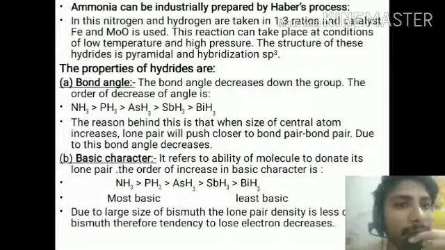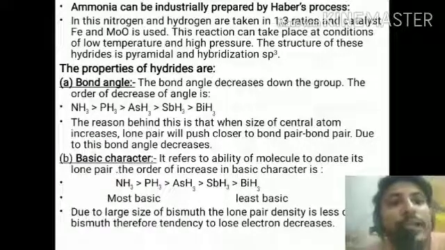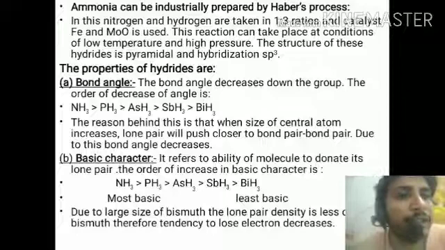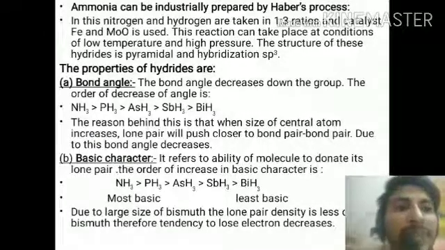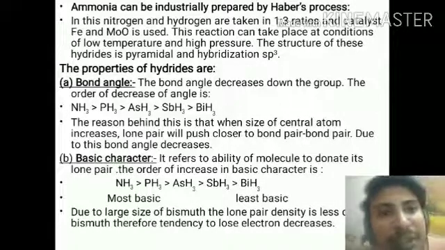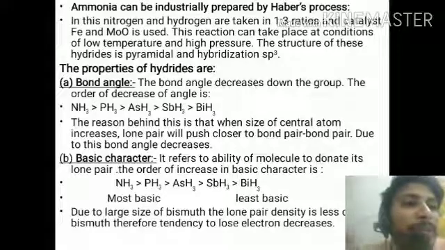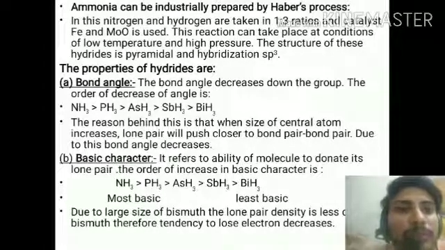Now, basic character. It refers to the ability of the molecule to donate its lone pair. If any compound is basic in nature, it donates electrons. In the order of increasing basic character, ammonia is the most basic. When you move from top to bottom, basicity decreases because ammonia contains the lone pair of electrons.